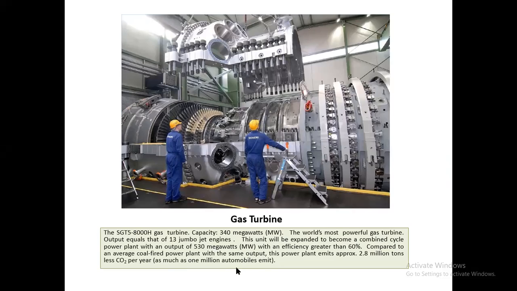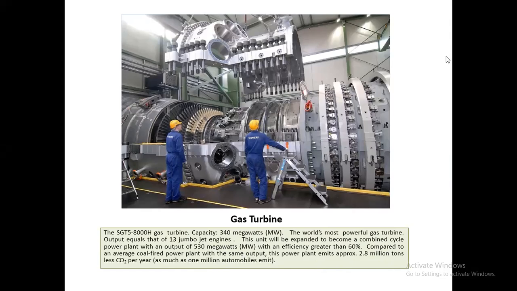Okay, as much as 1 million automobiles emit in 1 year, 1 million automobiles produce about 2.8 million tons of carbon emission. This kind of carbon emission was produced in the air by this combined cycle power plant of the gas turbine.